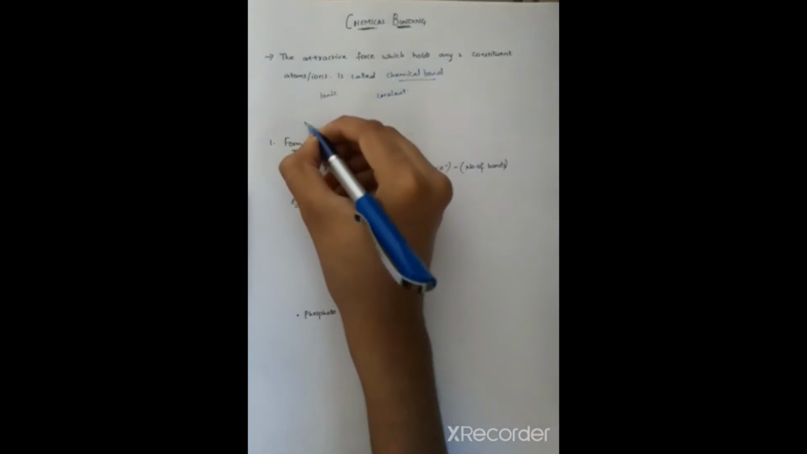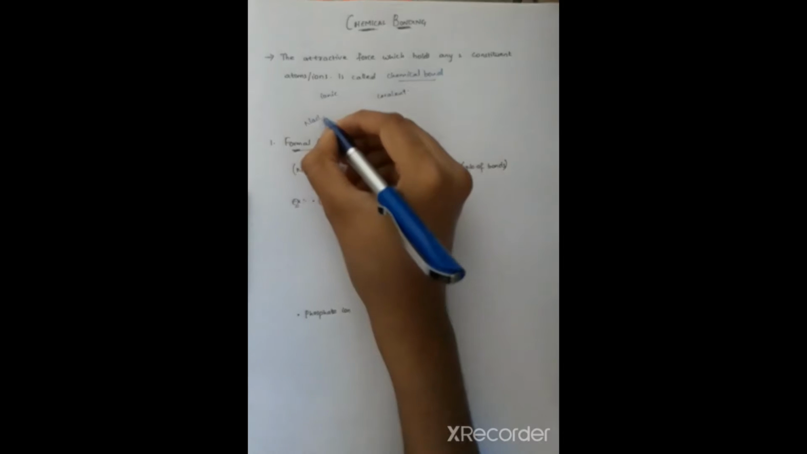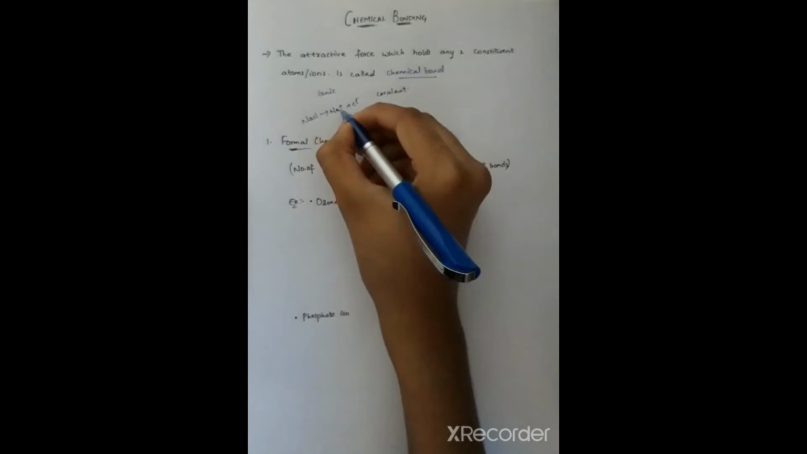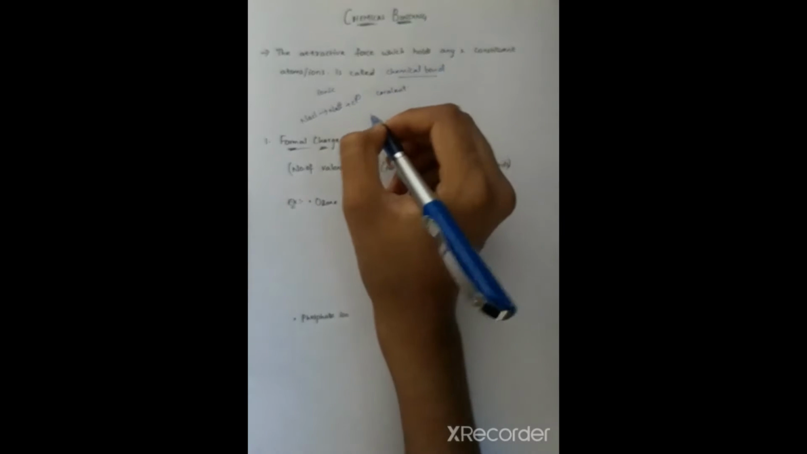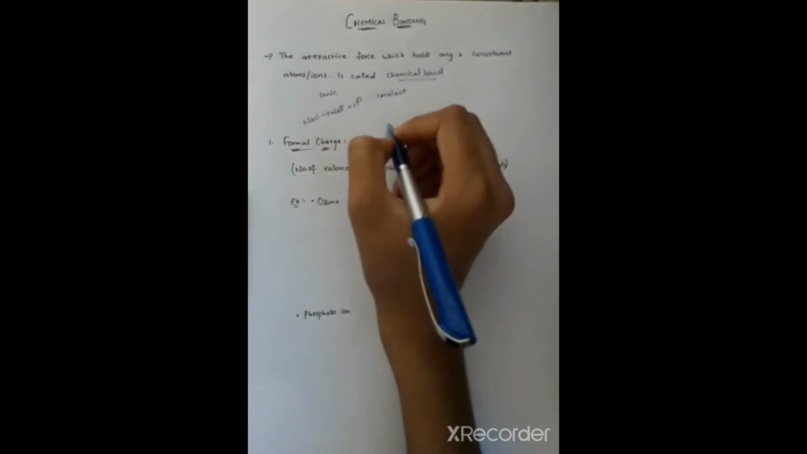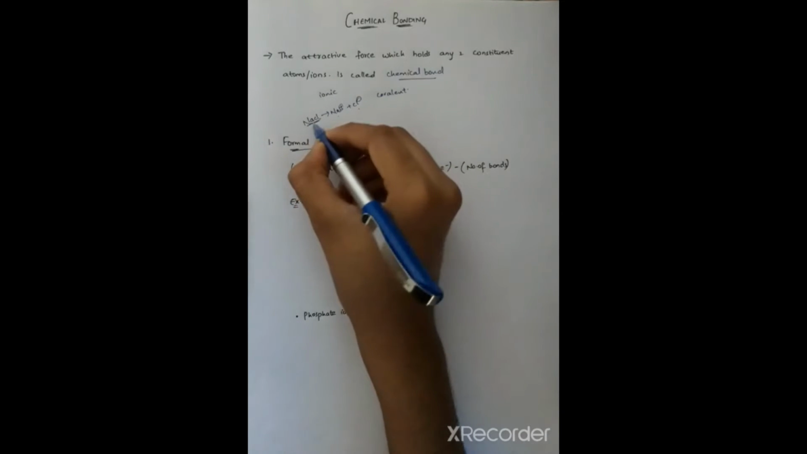In ionic, for example NaCl, it gets split into Na+ and Cl-. These are two oppositely charged ions. So the attraction between two oppositely charged ions is called an ionic bond. So the bond in NaCl is ionic.